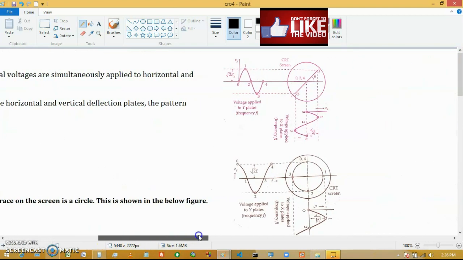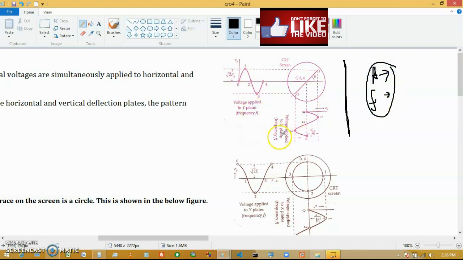Next, suppose now this is a first case. In the first case, when the amplitude and the frequency of both the waveforms are equal, then we get this type of pattern in the CRO. Now whenever this type of pattern is formed in the CRO, we can say that the phase difference between them is 45 degree. This is a standard pattern. Okay, now how we can say that?